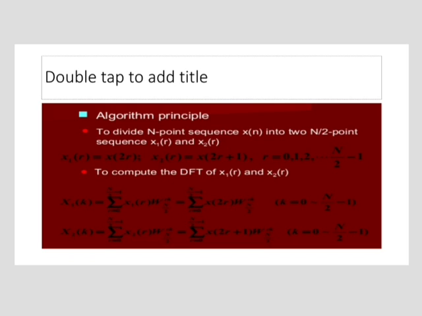So here also in this slide, given that, to divide the N-point sequence x[n] into two N/2-point sequences x1[r] and x2[r]. There are two equations for x1[r] and x2[r], where the value of r ranges from 0, 1 to N/2 minus 1. And to compute the DFTs of this x1[r] and x2[r], the equations are given here.